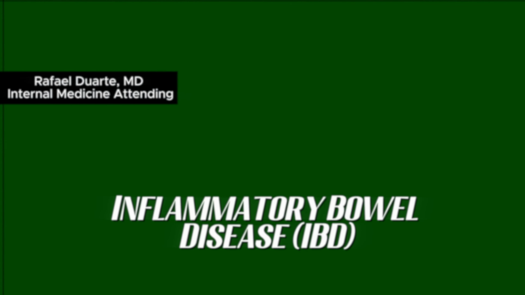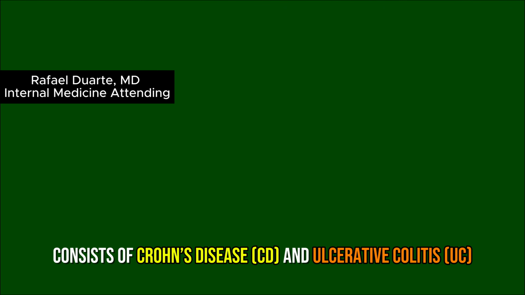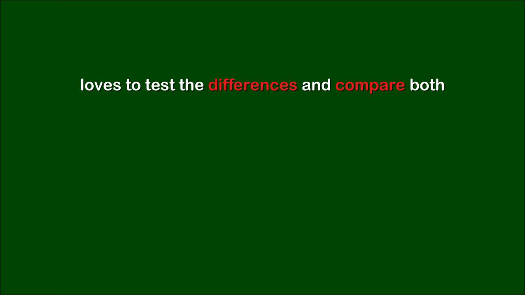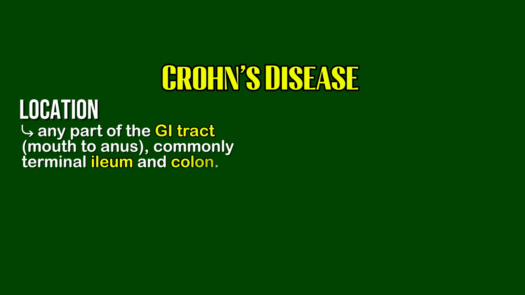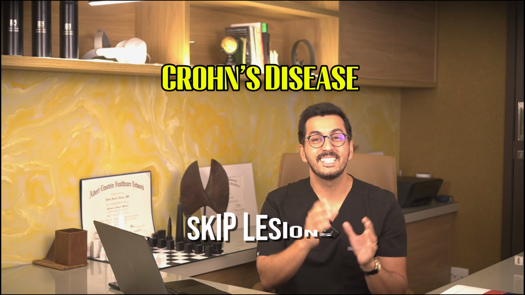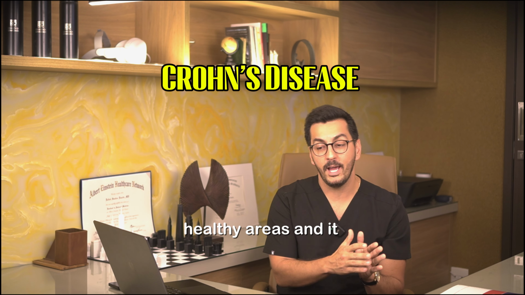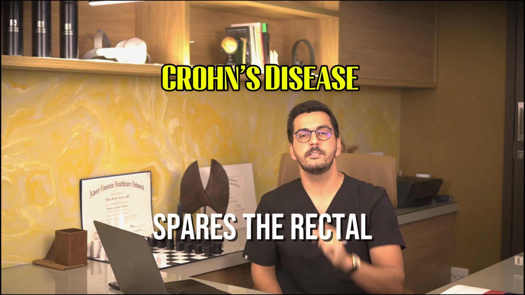Inflammatory bowel disease, or IBD, consists of Crohn's disease and ulcerative colitis, UC, okay? And Step 1 loves to test the differences and compare both. So Crohn's disease, in terms of location, is going to affect any part of the GI tract, from mouth to anus. Commonly the terminal ileum and colon, but terminal ileum is special for Crohn's disease. It causes what we call skip lesions because we have healthy areas, and it usually spares the rectum.